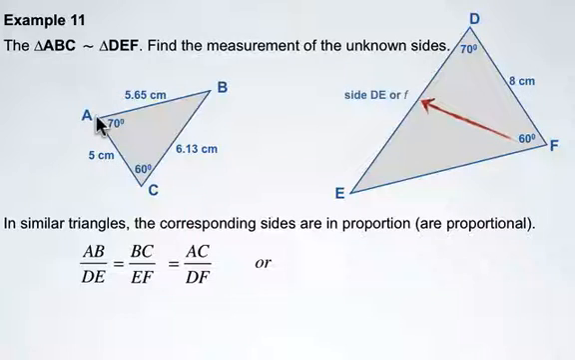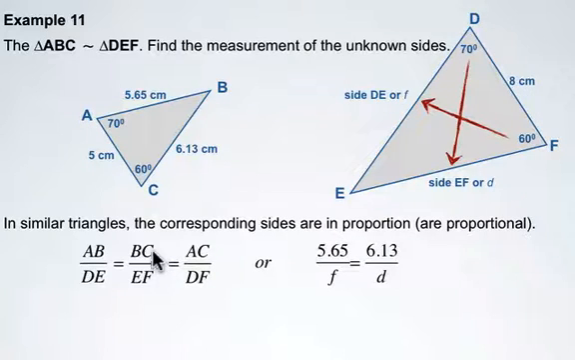So we know that side AB is 5.65 and side DE in the diagram here has been renamed to be lowercase f because it's across from angle F. So typically we like to refer to that as the lowercase version of that vertex. So we'll call that side f. And in the next ratio, we know that BC is 6.13 centimeters, and that side EF, which was an unknown, will again use the lowercase version of the vertex that it's across from, so we'll call it letter lowercase d.